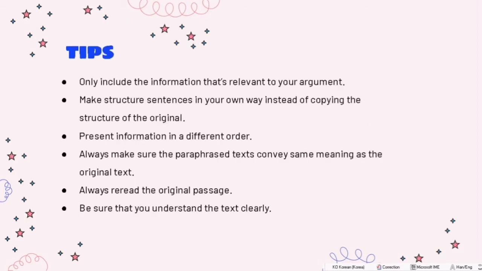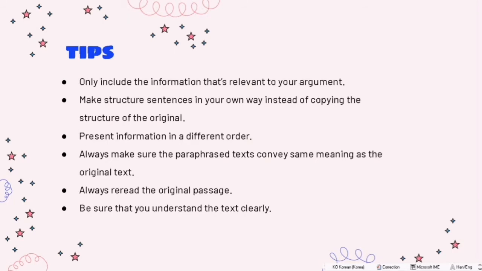These are some helpful tips for effective paraphrasing. First, only include the information that is relevant to your argument. Next, make sentence structure in your own way instead of copying the structure of the original. Change the sentence structure and use a different voice in the statement. Then, always present information in a different order. The first step in restating is to change the writing structure. While paraphrasing, simple use of synonyms and antonyms than the original quotation is insufficient.